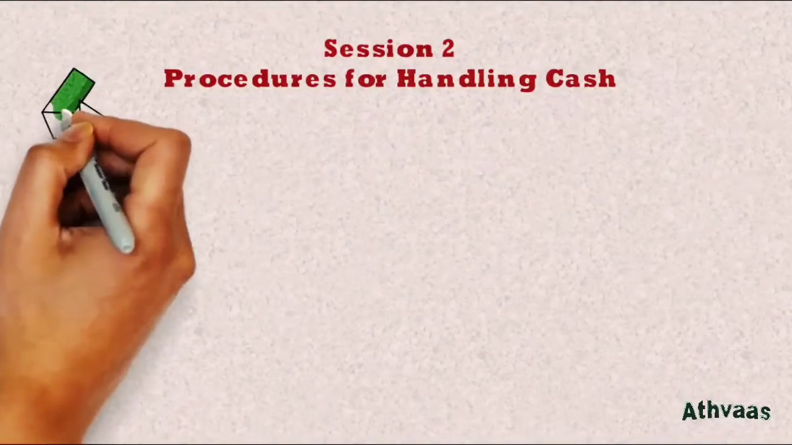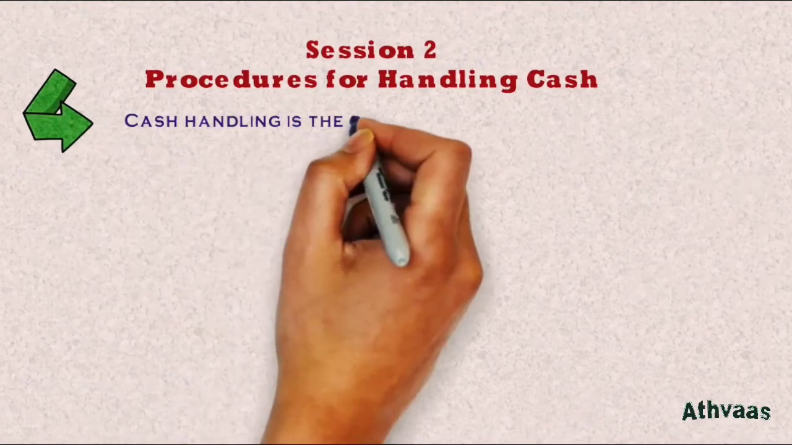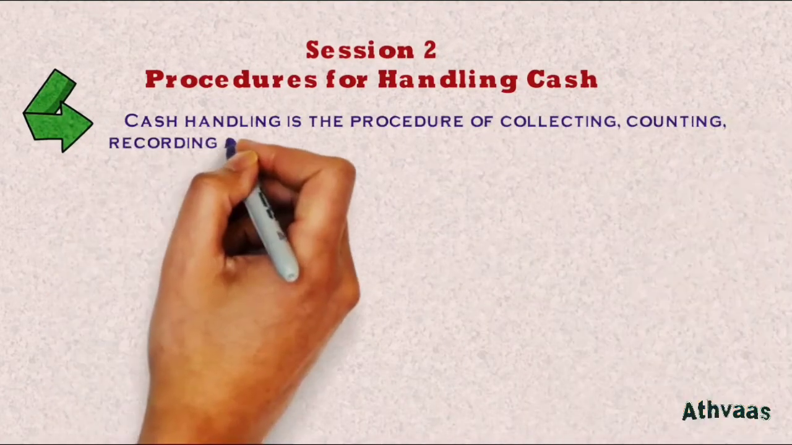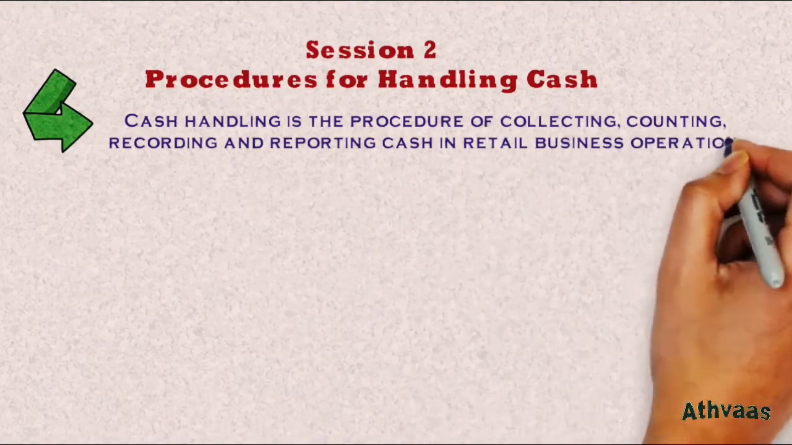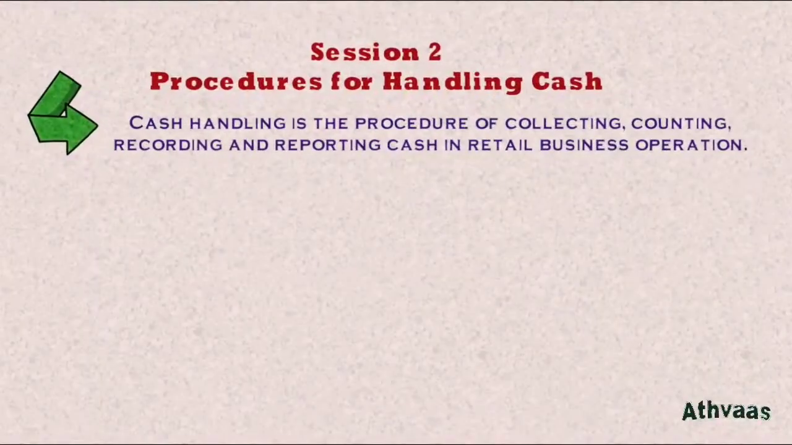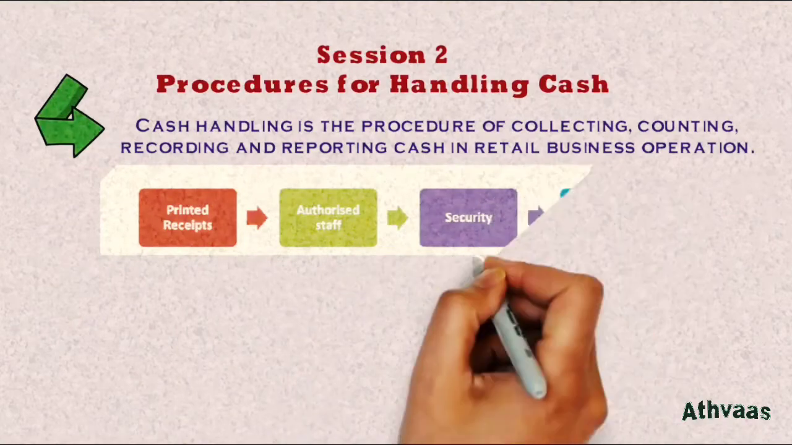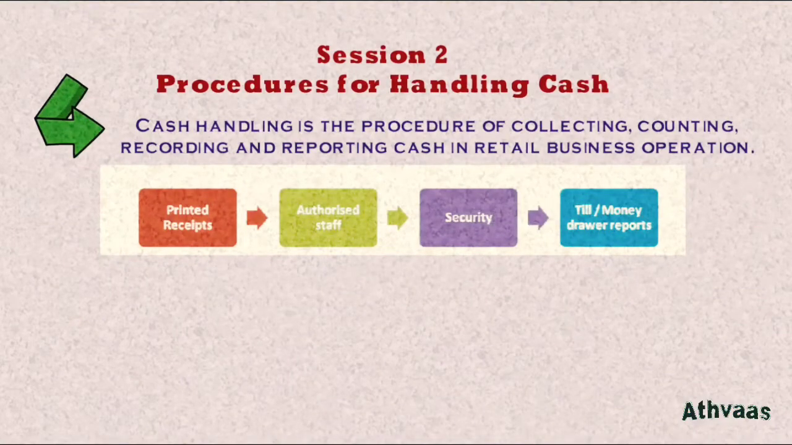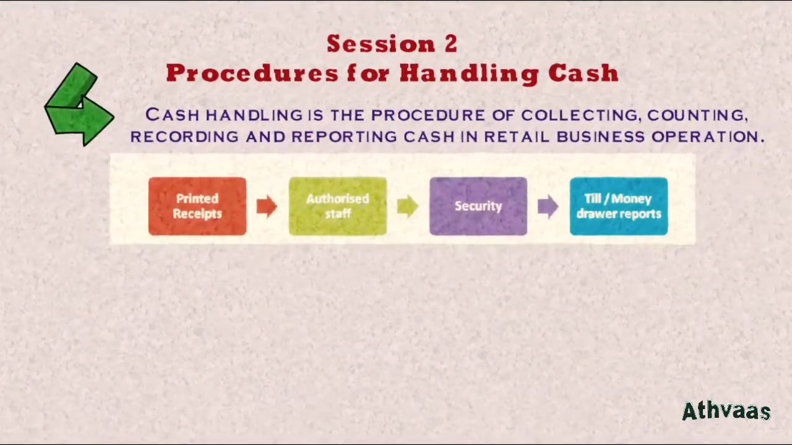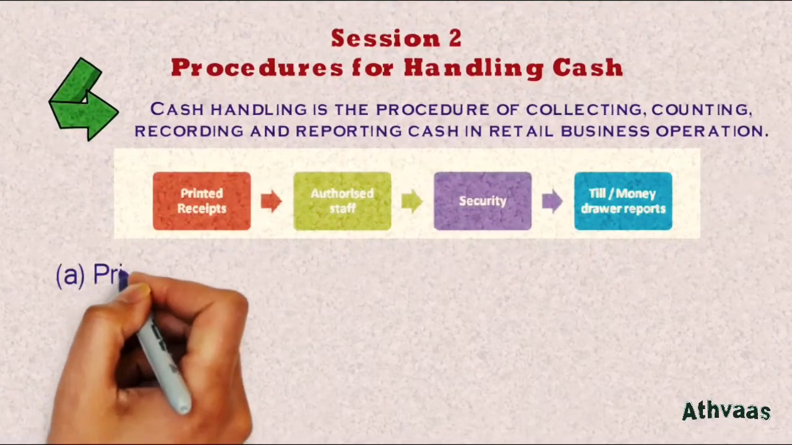because as I said earlier in the video, cash payment is a tricky method of payment. So handling of cash and collecting and counting of cash is a very important function in retail business operations. To avoid any problem or theft, the procedures given for the handling of cash are printed receipts, authorized staff, security, and till money or draw reports.